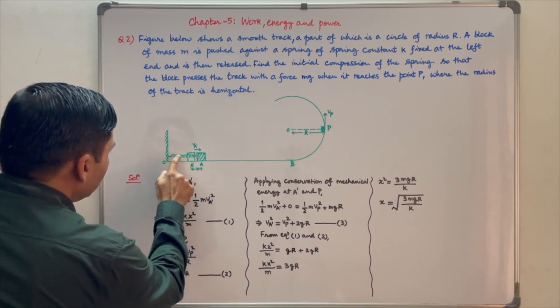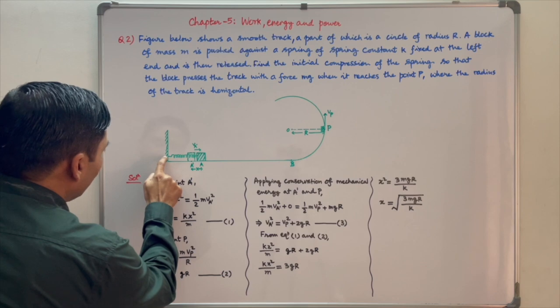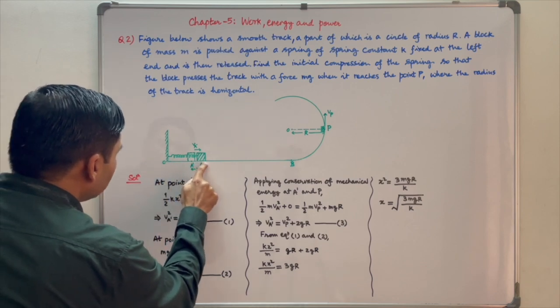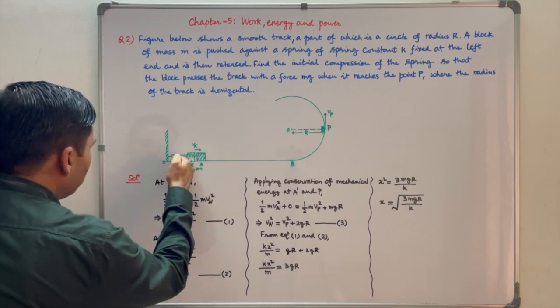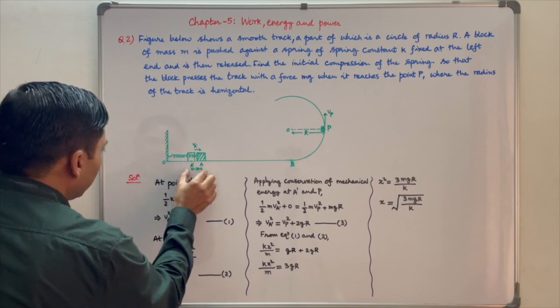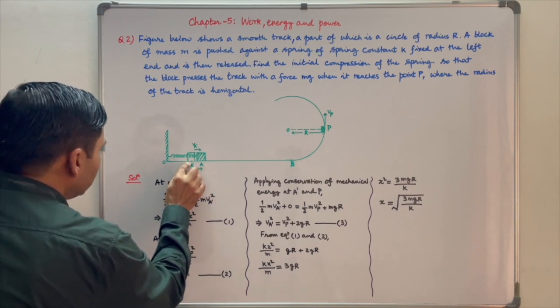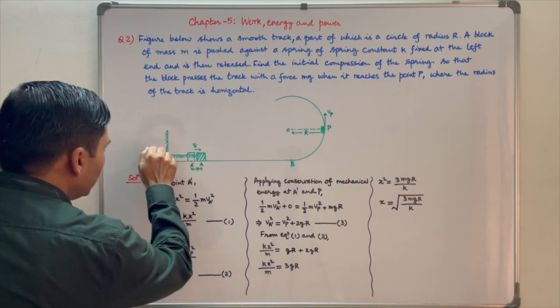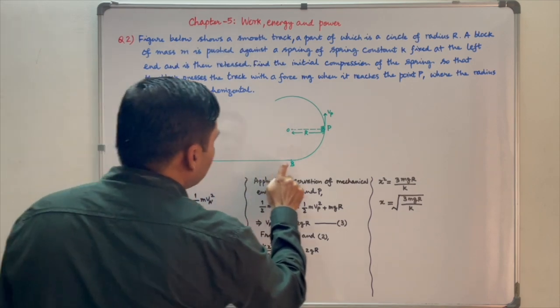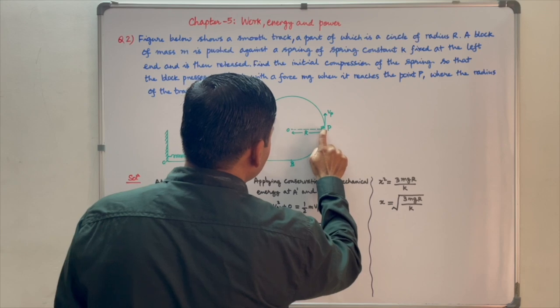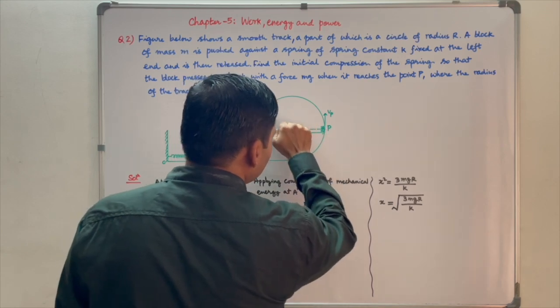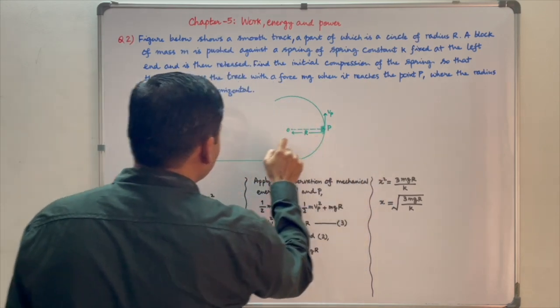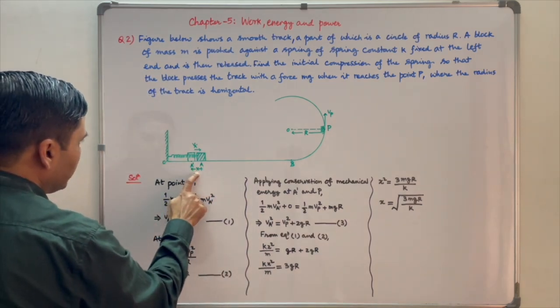It touches a spring whose other end is fixed to a wall. When the block is pushed towards the left, it compresses the spring by a distance x. When the block is released, the spring pushes the block towards right. It is given that when the block reaches at point P, it pushes the track with a horizontal force mg. We have to calculate the value of x.